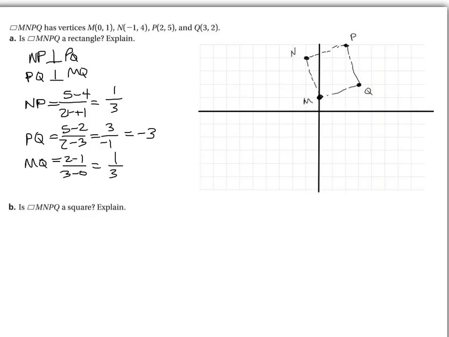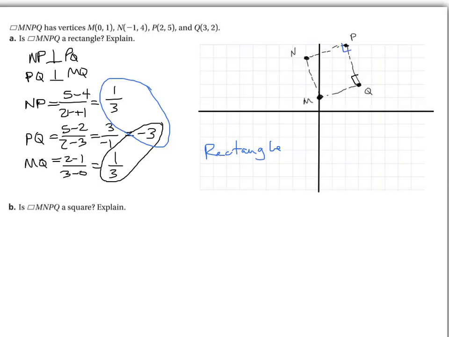Okay, so now as I look at this, I see that these two right here are opposite reciprocals. So I know that PQ and MQ are perpendicular. And I also see that NP and PQ are also opposite reciprocals, so they are perpendicular. So I know for sure that this is a rectangle, at least to start, okay? Because all of these are right angles. So is that a rectangle?